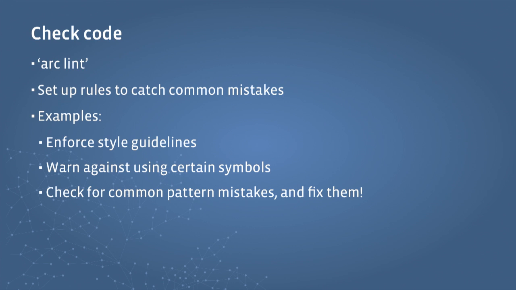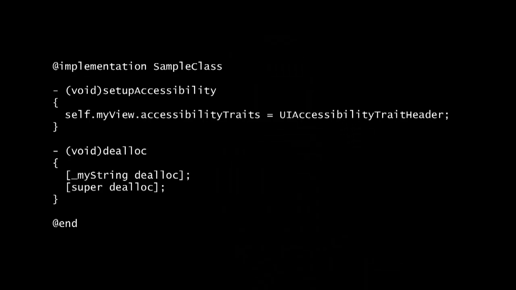And this tool lets you set up rules to catch common mistakes in your code base. And when you're at a company as big as Facebook with so many developers, this becomes really important. So if your company is growing and adding more developers, definitely start thinking about linting. Because it was never something I used when I was an indie developer, but at Facebook, lifesaver. So we warn you against using certain symbols. We catch common mistakes. Here's some sample code, right?